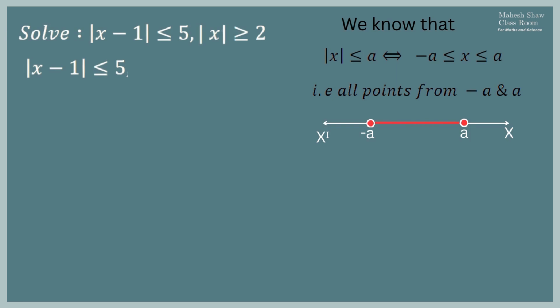So when |x - 1| ≤ 5, it implies that the value of x - 1 is from -5 to 5. On simplifying, we get x ≥ -4 and x ≤ 6.